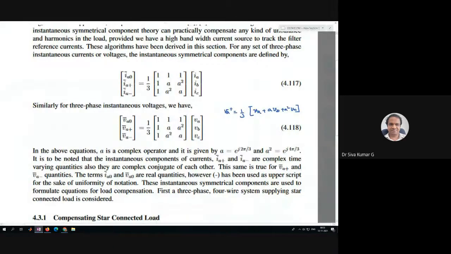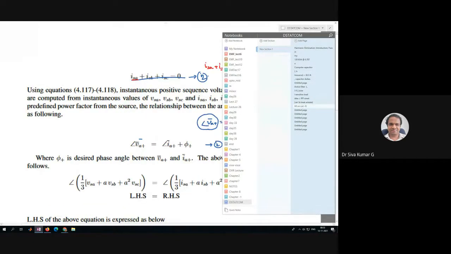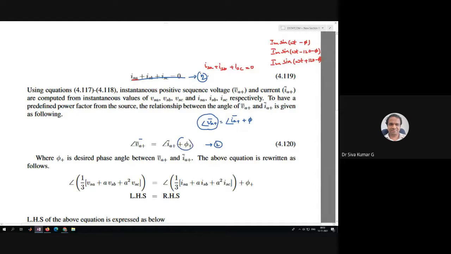This is the positive sequence voltage, and then the positive sequence angle. We are making the phase angle of the positive sequence voltage the same as that of the positive sequence current with the desired power factor, and this is the equation.